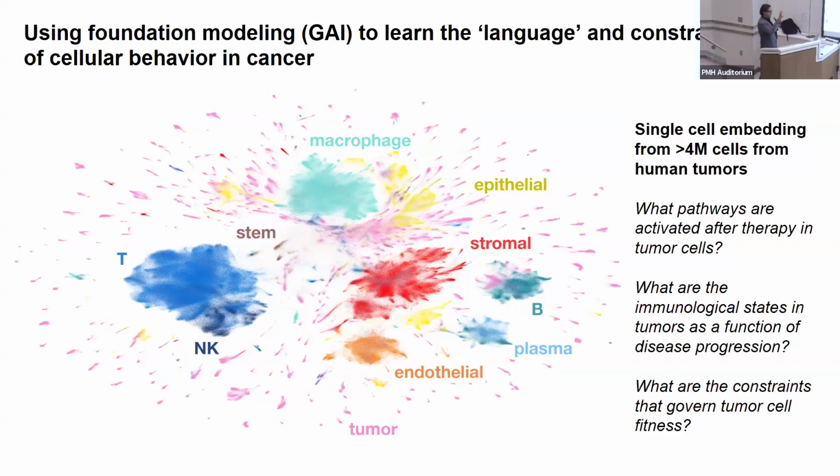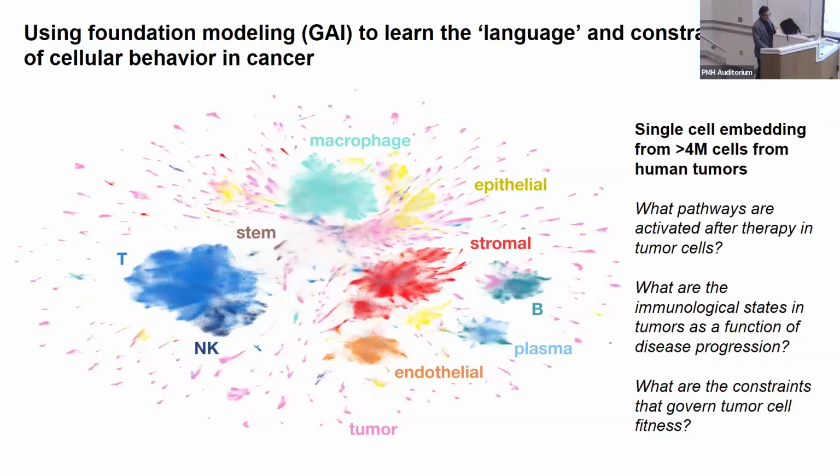And I'm not going to go into the details. This is really more conceptual. But we can start to then ask questions more generally. What pathways are activated after therapy in tumor cells? What are the immunological states in tumors as a function of disease progression? What are the constraints that govern these tumor cell fitness properties? And with enough data, we can start to think about actually mapping this landscape and asking these questions.